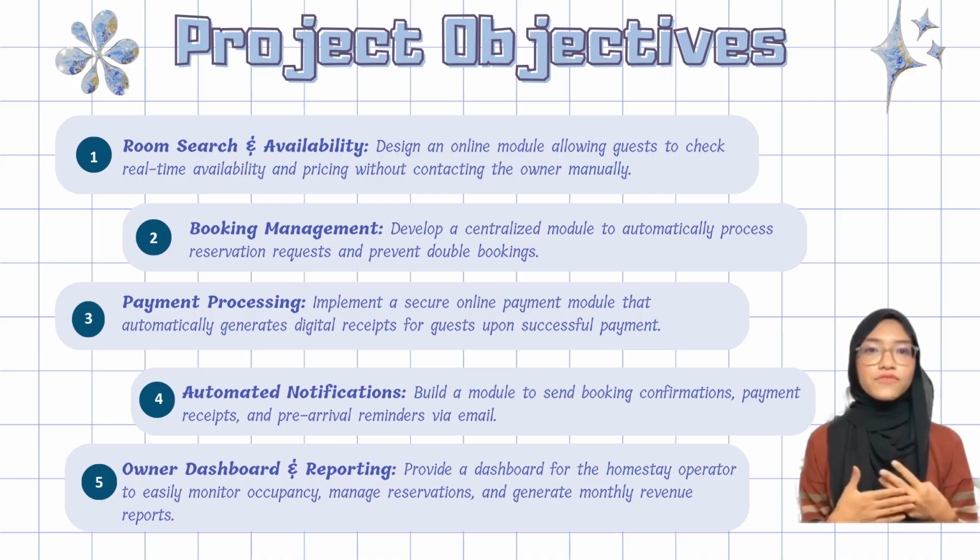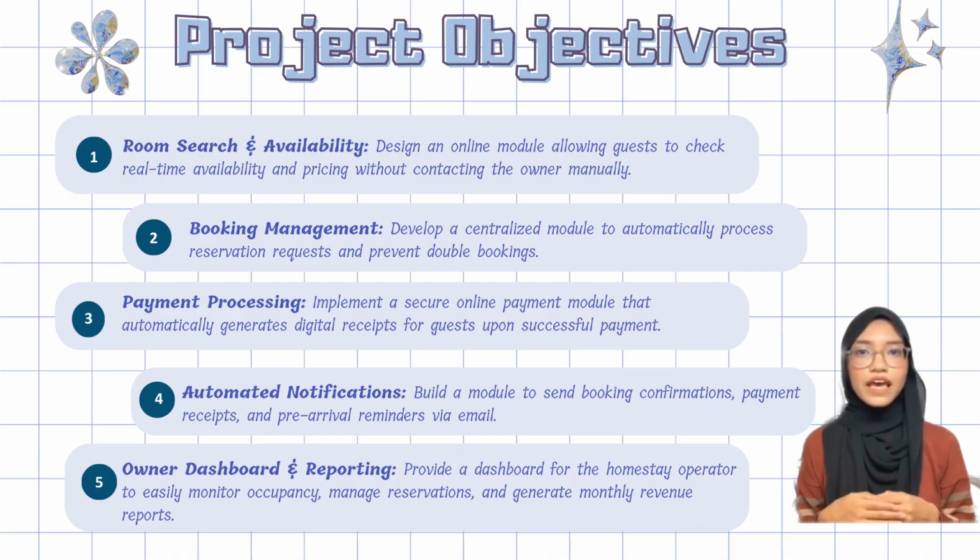The third objective is to implement a secure payment processing module that generates digital payment receipts after successful transactions. The fourth objective is to develop an automated notification system that sends booking confirmations, payment receipts, and reminder emails to guests. Finally, the fifth objective is to provide an owner dashboard and reporting module, enabling homestay owners to monitor reservations, occupancy rates, and generate monthly revenue reports easily.